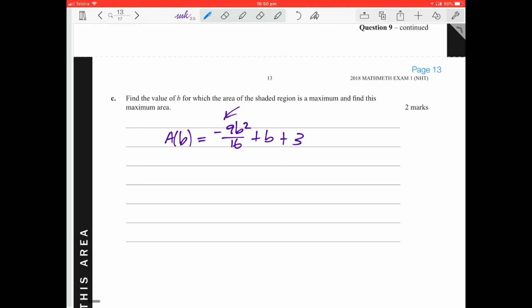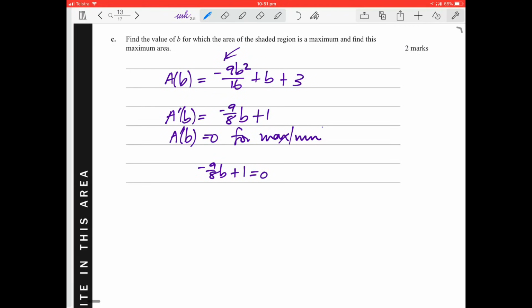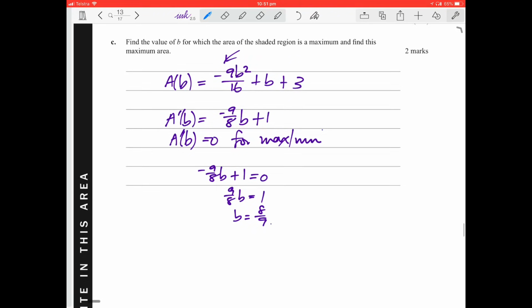Find this maximum. Okay, so A dash of b is negative 9 on 8 b plus 1. A dash of b equals 0 for max slash min. Okay, so I get negative 9 on 8 b plus 1 equals 0. So we bring that to the other side, we're going to get 9 on 8 b is equal to 1. So b equals 8 on 9.